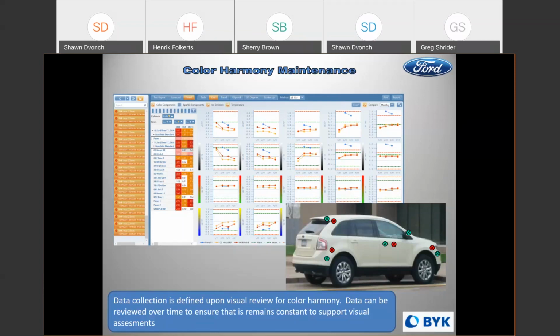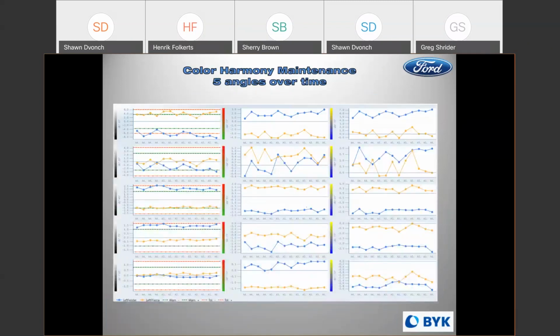Our color visual acceptance has already been established. Our tolerances are established. And so we have a robust digital system that we can maintain digital color harmony from that point forward. This would be a color harmony maintenance 5 angles over time. So you're looking at the delta L in the first column. Second column would be your delta A, and your delta B for the third column.